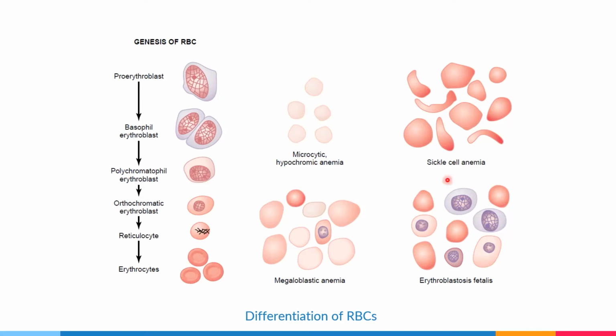Sickle cell anemia is very famous, as we know. This particular mutation in the hemoglobin gene causes the red blood cells to take a sickle like appearance. So they get flattened in a crescent shape and cannot carry oxygen well. Similarly, we have megaloblastic anemia and erythroblastosis fetalis, which are also two types of defects that are seen in red blood cells.